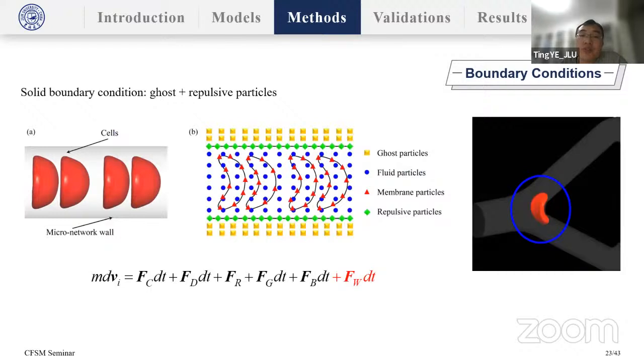In order to treat the solid boundary condition, we use a two-layer model. One layer is repulsive particles that are exactly on the solid wall to exert a repulsive force Fw on the particles close to the wall. The other layer is ghost particles that are outside the wall to complete the support domain and further improve the accuracy. This model can well avoid the cell penetrating the solid wall, such as at the bifurcated positions, where the cell stays for a long period.